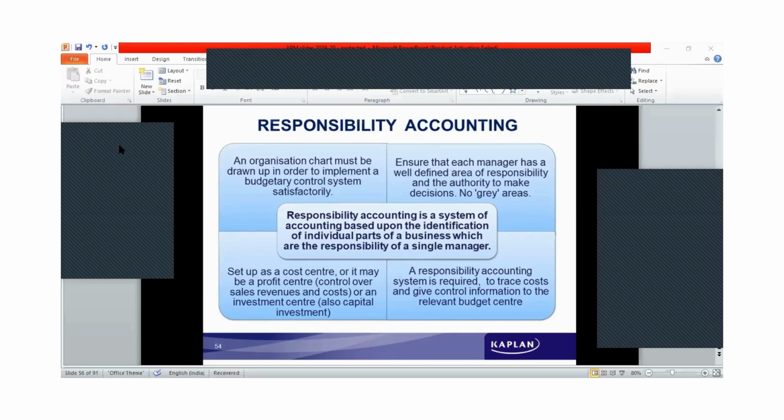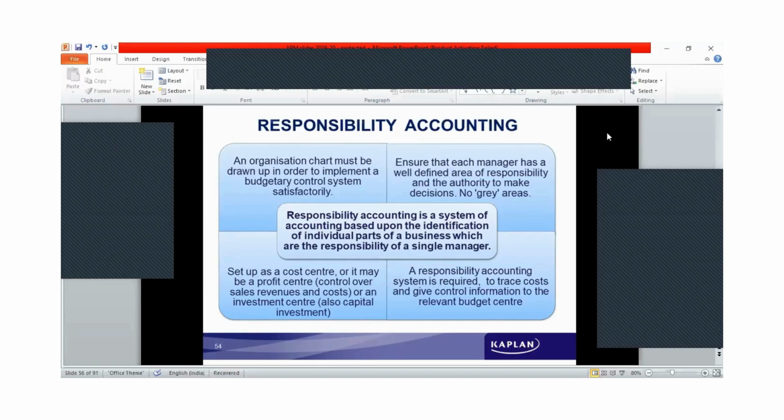There are three different types of responsibility centers: a cost center, a profit center, and an investment center. We'll see what the features of these are and how these responsibility centers are evaluated. We'll see that in the next slide. Then a responsibility accounting system is required to trace costs and give cost information to the relevant budget center.